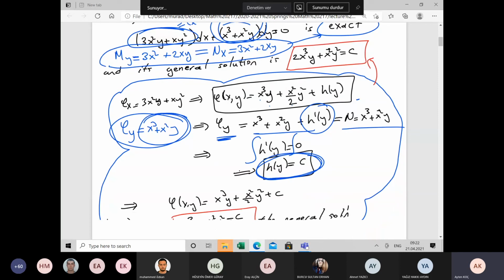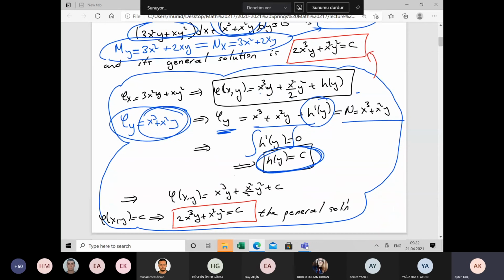So what's the phi? Phi is, substitute h of y here, phi this one. But be careful: at the critical point, the phi and the solution are not the same. This one is a function phi. The solution is phi(x,y) equal to c. It is important.